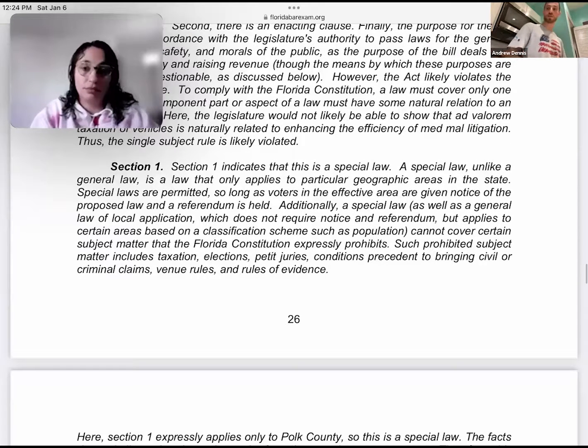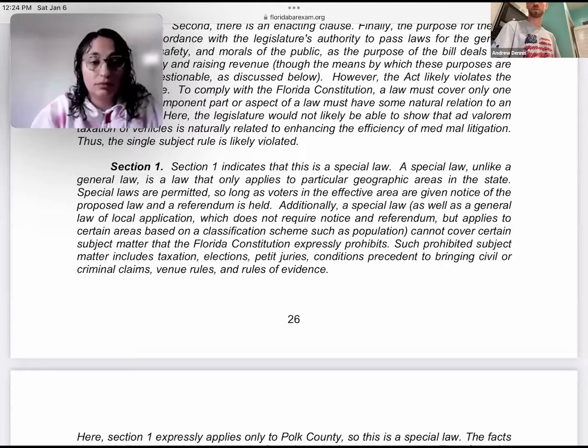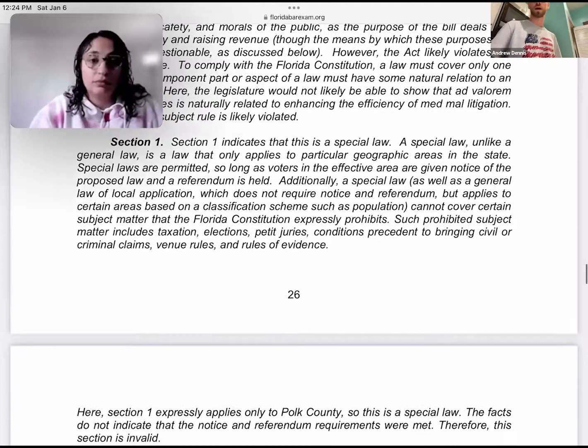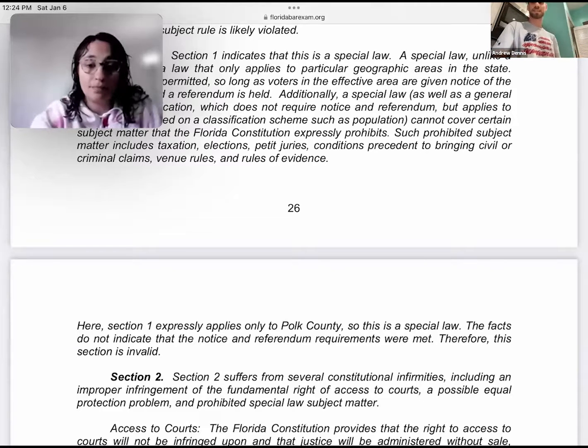Now we have learned a new sentence. Prohibited subject matter for special laws include taxation, elections, petite juries, conditions precedent to bring civil or criminal claims, venue rules and rules of evidence. I feel like that sentence could actually get you a lot of points on some essay. I don't know about this one, but there is an essay where they might say a county enacted laws that change the venue or that require this condition to bring suit. It's like, actually, that's not allowed.